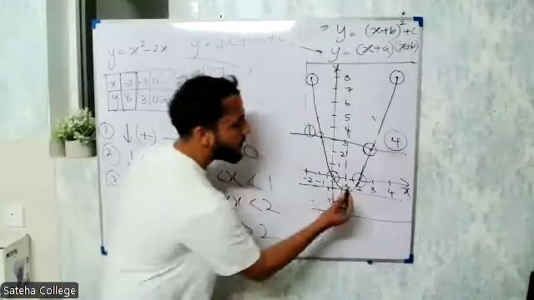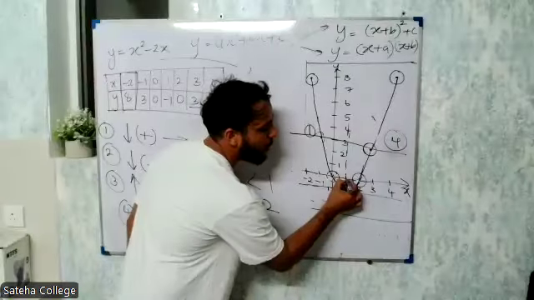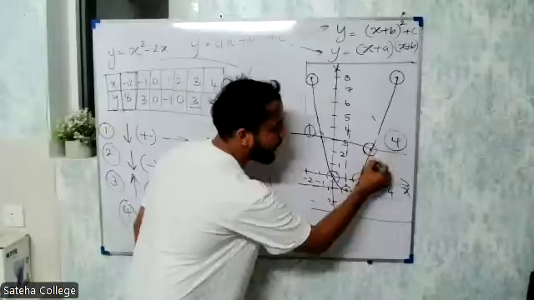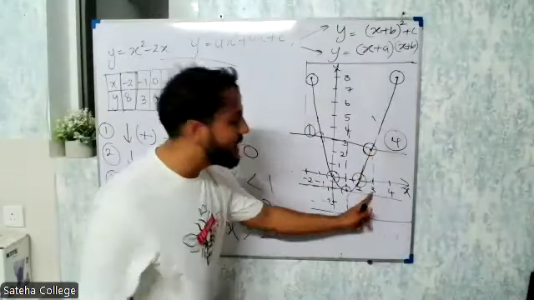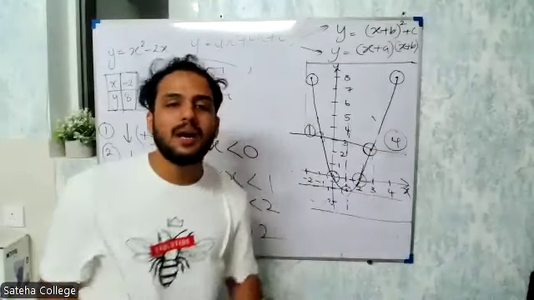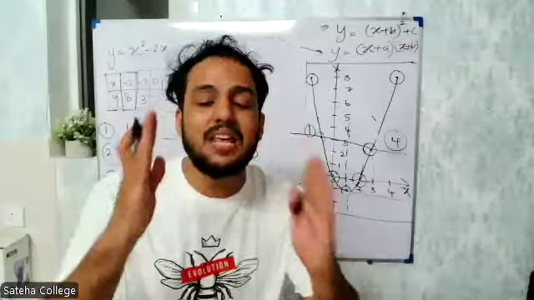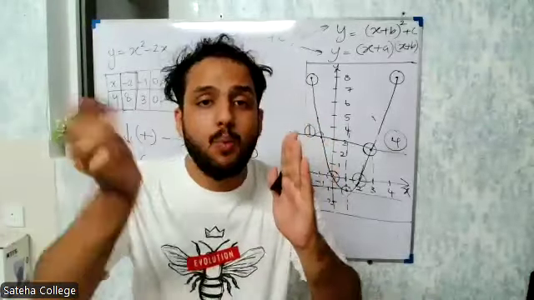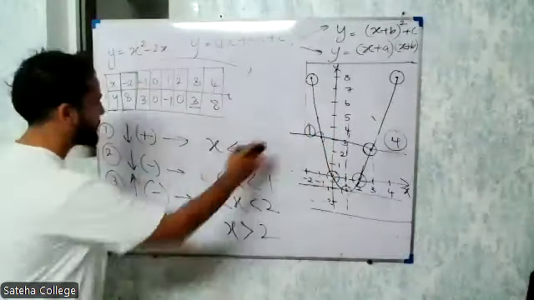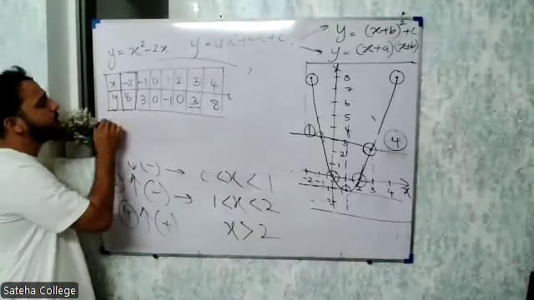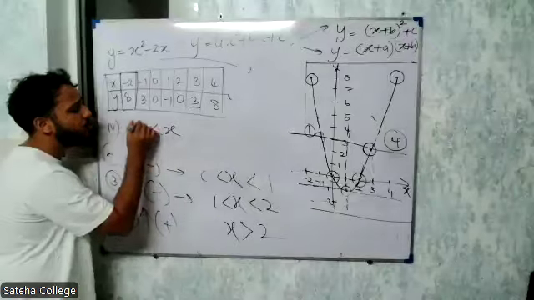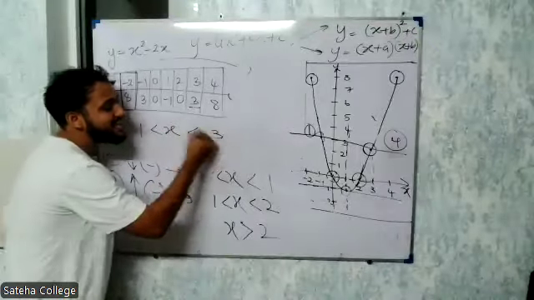Simple as that. Now here at this point, what is your x value? x is equal to 1. At this point, what is your x value? x is equal to 3. Then what values should x have? Any values between 1 and 3. So any values more than 1 and less than 3. So your answer will be Roman number 4: any x values more than 1 and less than 3.